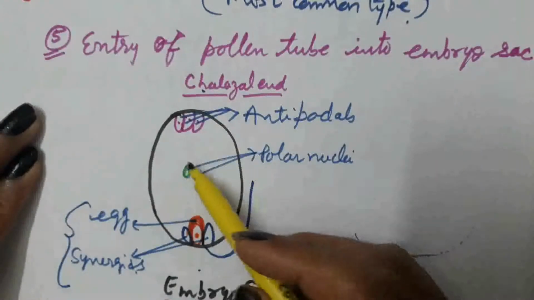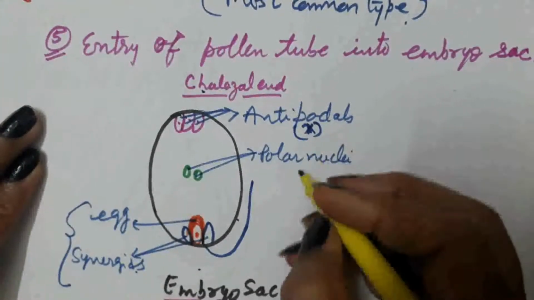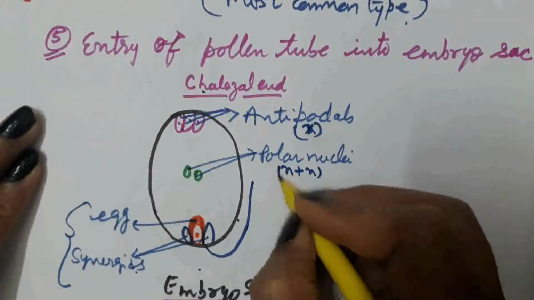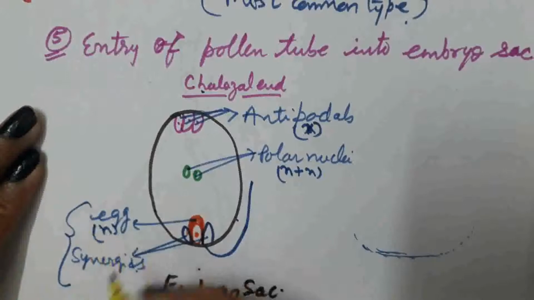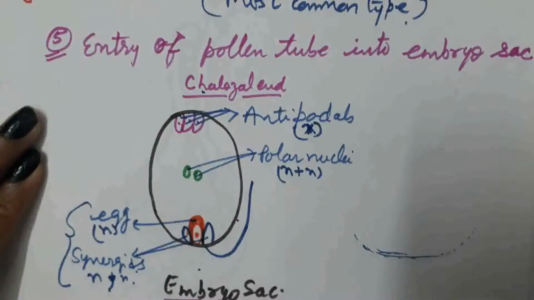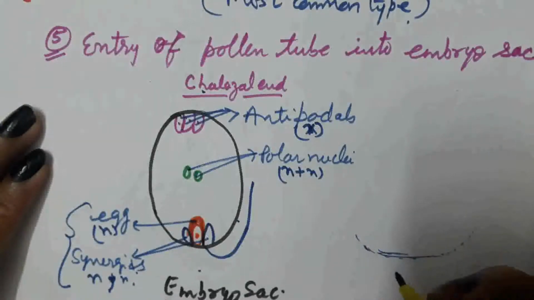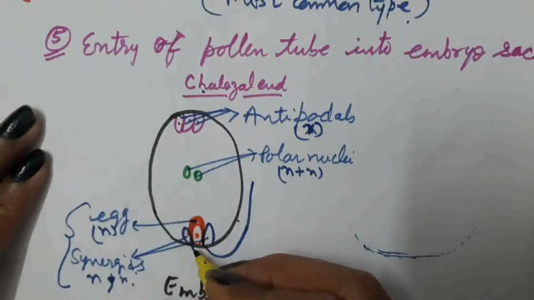All the contents present inside the embryo sac are haploid. In each antipodal cell, n number of chromosomes is present. In both the polar nuclei, n number of chromosomes are present. In the egg cell, n number of chromosomes is present, and in synergids also n number of chromosomes are present, because they are produced by meiosis division. एम्ब्रियो सेक में कितने सेल और कितने न्यूक्लिएटेड स्ट्रक्चर है ये सब हम पहले पढ़ चुके हैं. It is 8 nucleated and 7 celled structure. Now we are going to discuss here how the pollen tube enters inside the embryo sac.